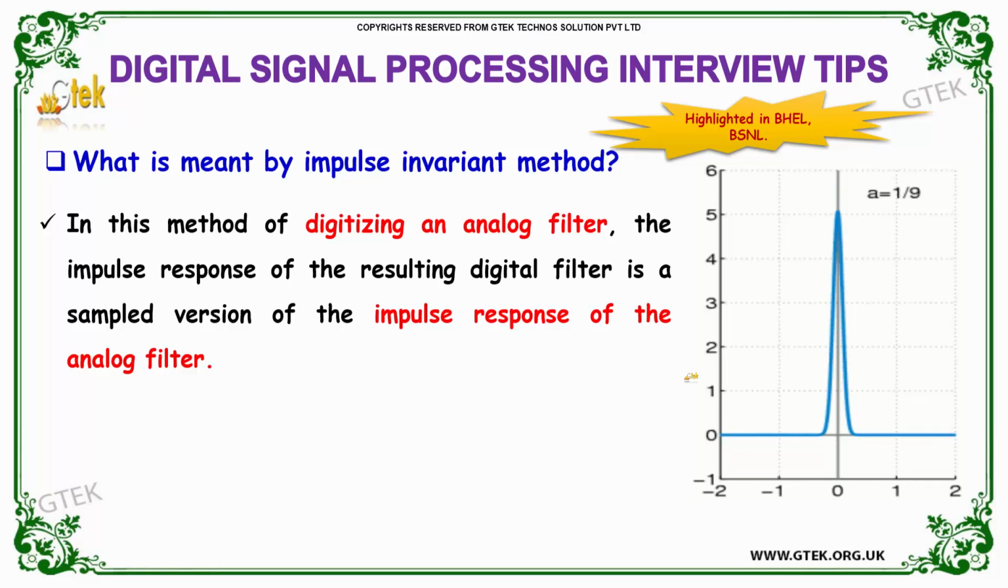Here we go with the next question. What is meant by impulse invariant method? In this method of digitizing an analog filter, the impulse response of the resulting digital filter is a sampled version of the impulse response of the analog filter. So this is all about emphasizing the concept of impulse invariant method.